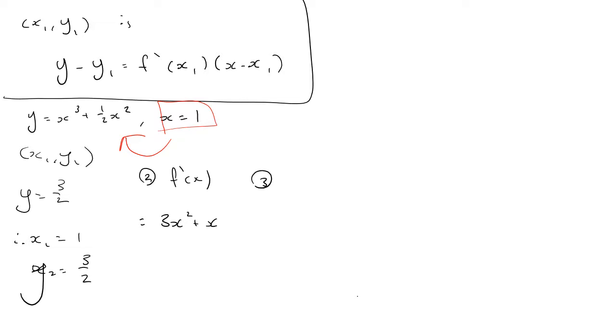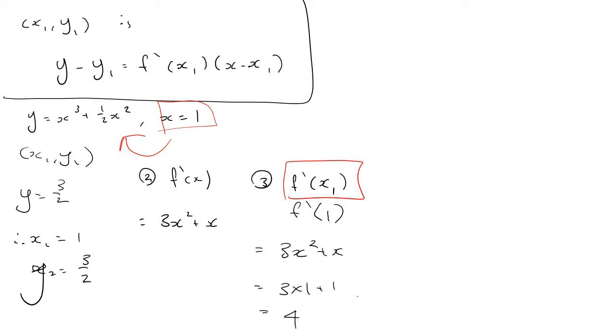Next, we need to find the value of f dash of x1, the derivative at x1. So we're trying to find f dash of 1. If we substitute 1 into 3x squared plus x, we get 3 times 1 plus 1, which is 4. So we have the value of the derivative at x1.